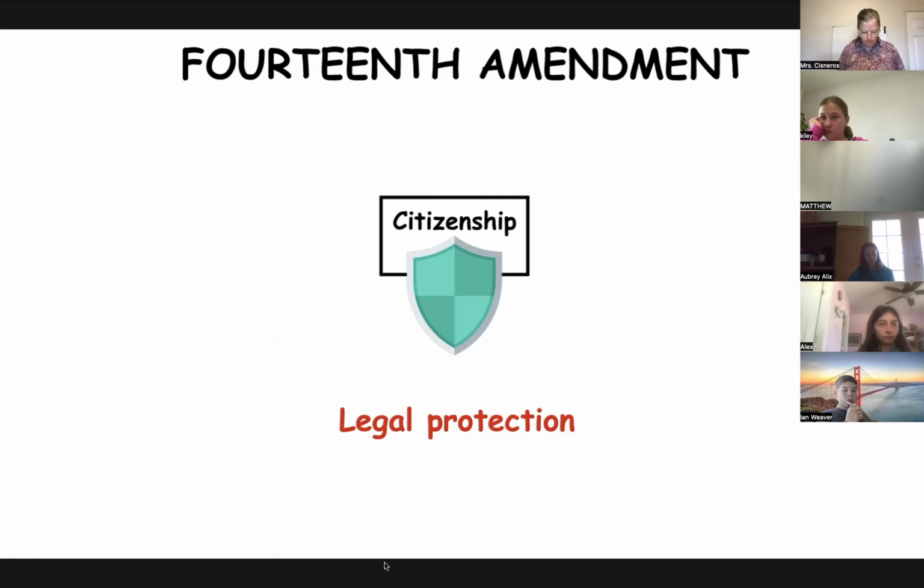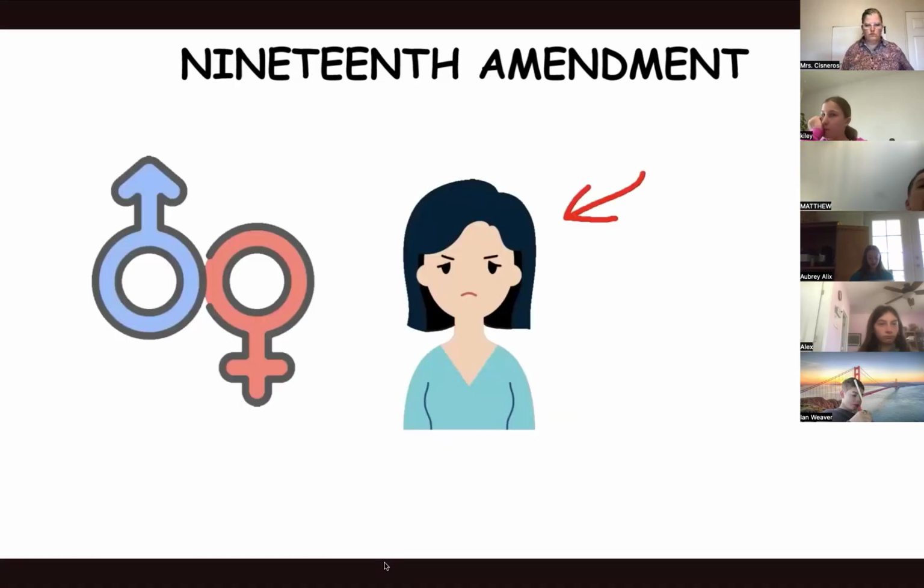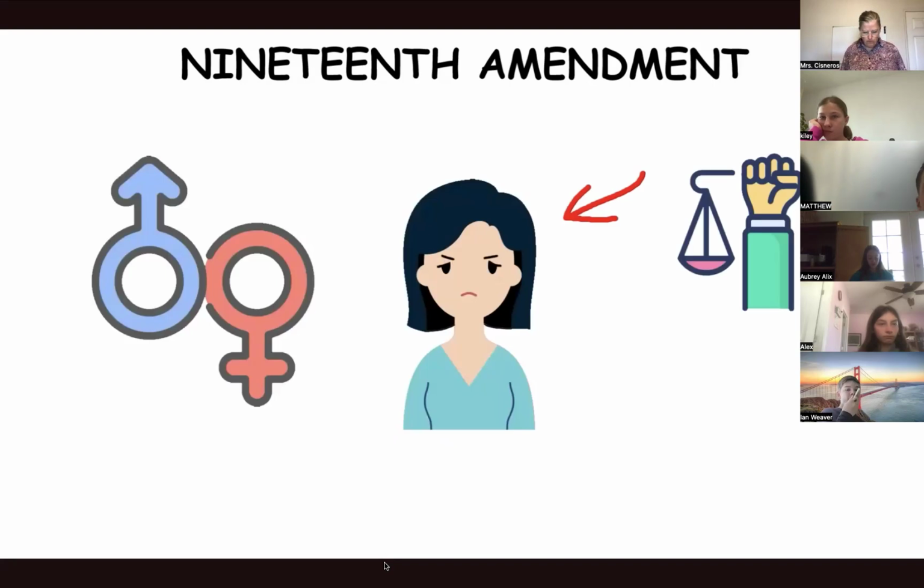19th Amendment extends the right to vote to women, marking a significant milestone in the fight for gender equality by recognizing women's suffrage as a fundamental democratic right, reflecting the culmination of a long struggle for women's rights.